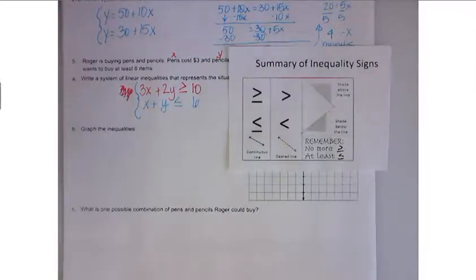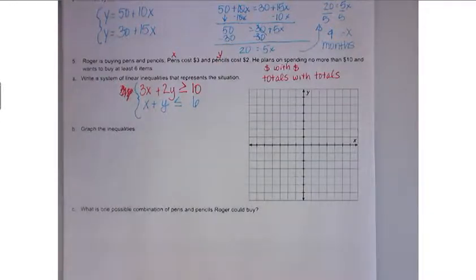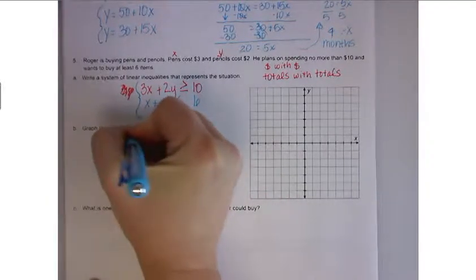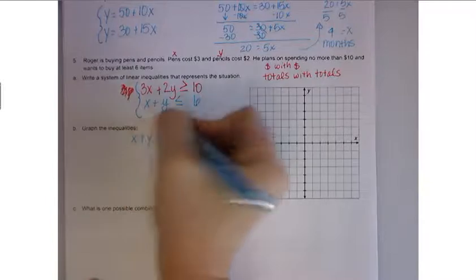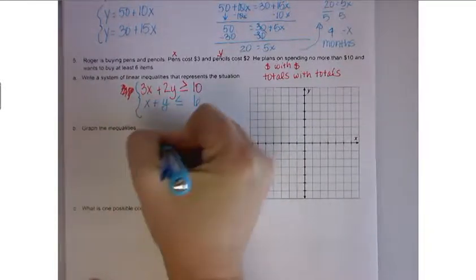But now it wants us to graph it. We can't graph in standard form. I mean, we probably could if we found the zeros, but that's a little more time consuming. So what we're going to do is put both of these in y equals mx plus b form. This one's pretty easy because I have x plus y less than 6.